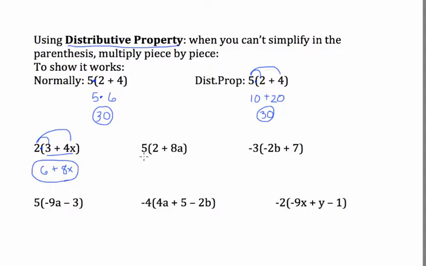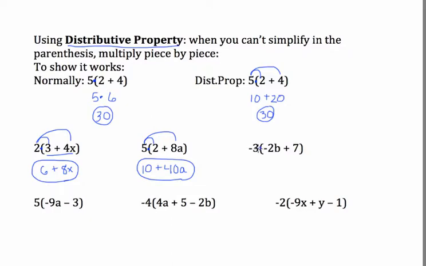Okay. Again, to use the distributive property, we have 5 times an addition or subtraction problem in parentheses. So I do it piece by piece. 5 times 2 is 10. 5 times 8a is a positive 40a. 40a. That's the answer. That is the simplified version.